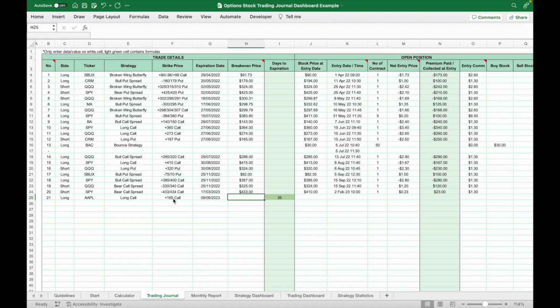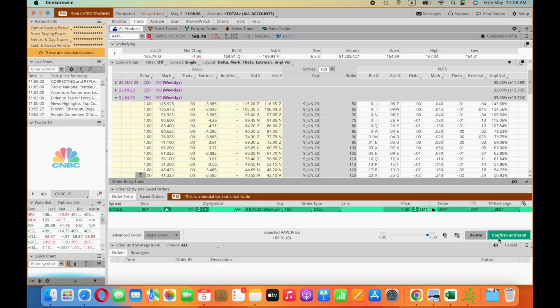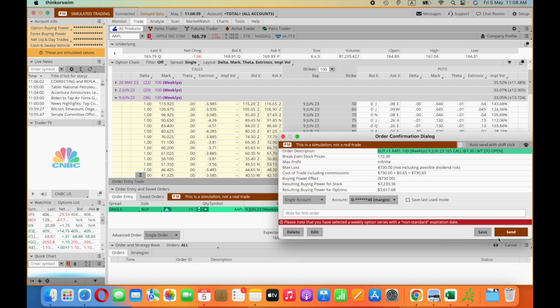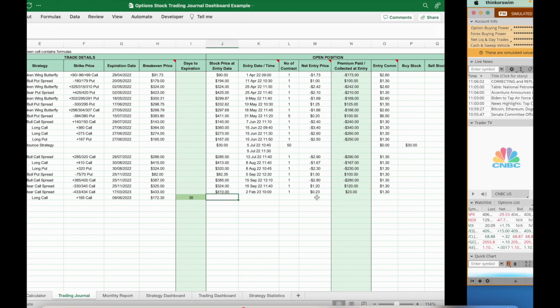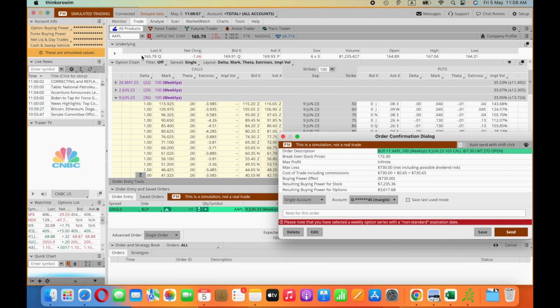Then my break-even price. So after you click confirm and send, there is a confirmation box popping up showing all the details. Then input your break-even stop price and your stop price as entry, which is $165.79.